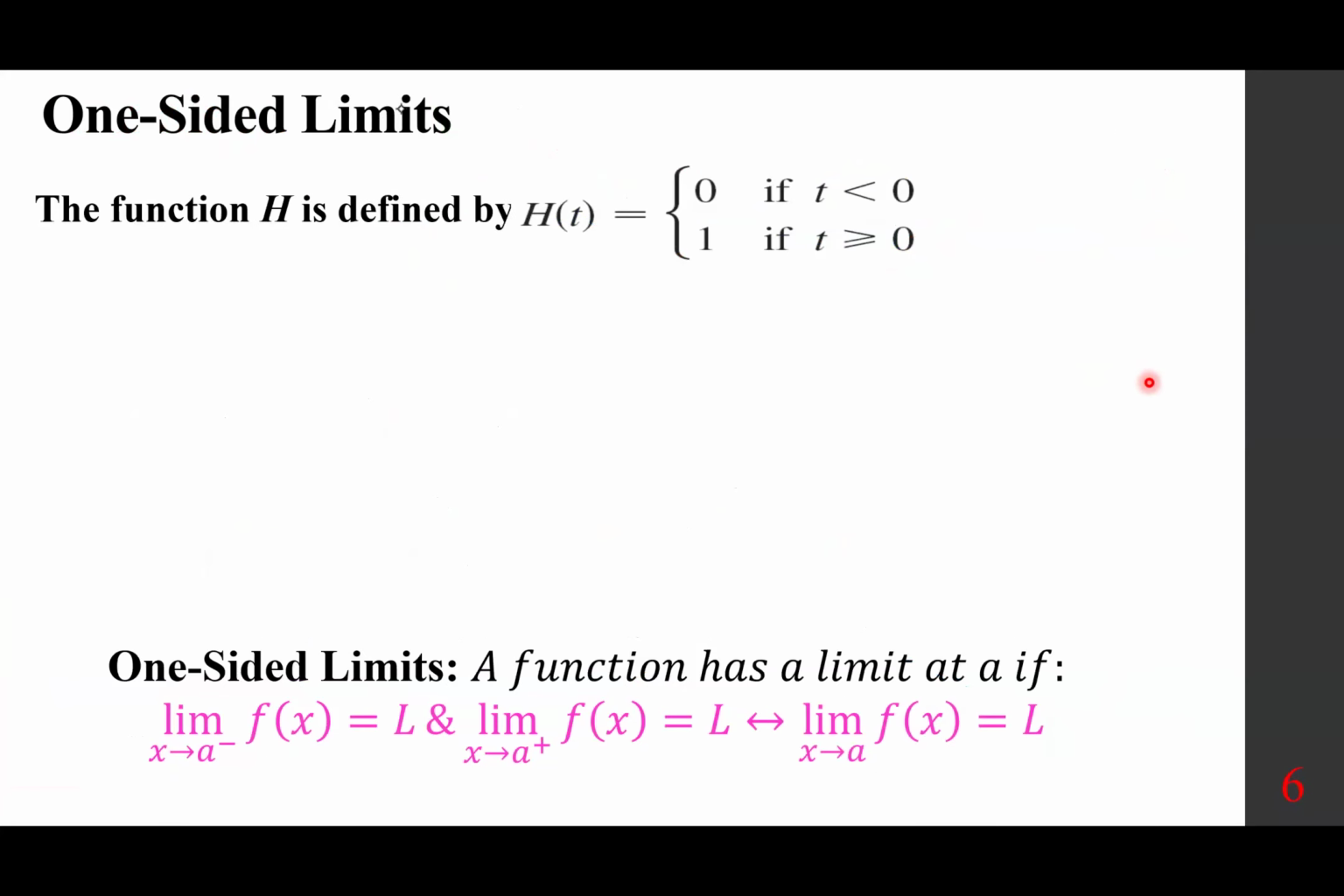Let's look at one-sided limits. We've already given the definition, but we want to make sure we understand how it's pronounced and so forth. This is h of t, called the Heaviside function. It is equal to 0 if t is negative, that means less than 0, and it's equal to 1 if t is positive or 0, that means t is larger than or equal to 0. Therefore, the limit of h of t as t approaches 0 from the right is 1. When we say 0 from the right, that means t larger than 0, and because the larger sign is here, the answer is 1.